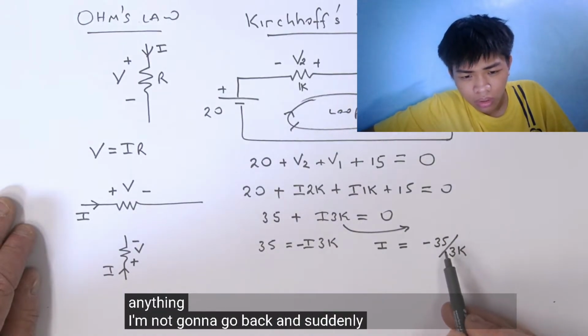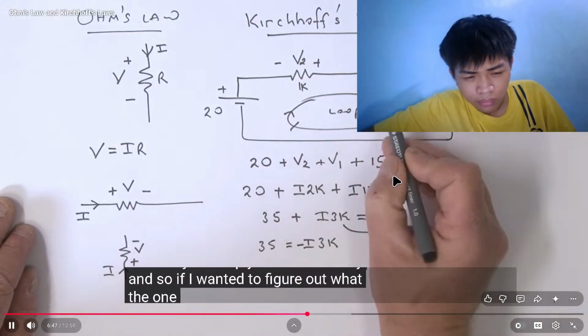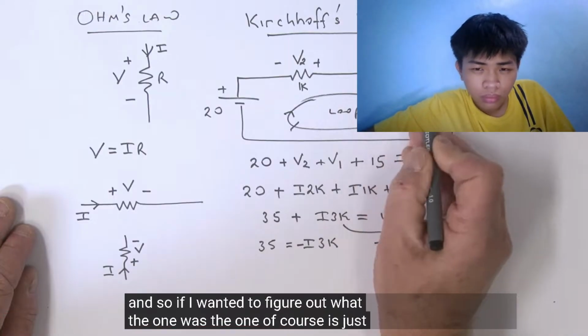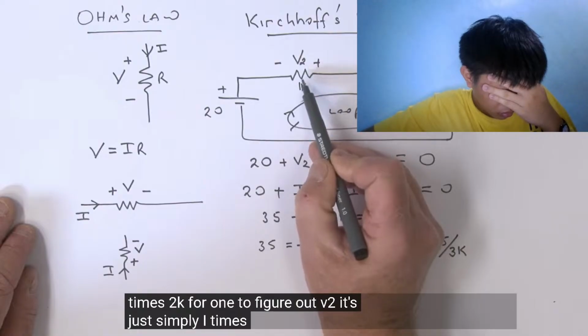Now, I wouldn't change anything. I'm not going to go back and suddenly say, oh, I need to draw the current the other way. So if I wanted to figure out what V1 was, V1, of course, is just I times 2k. If I wanted to figure out V2, it's just simply I times the 1K.